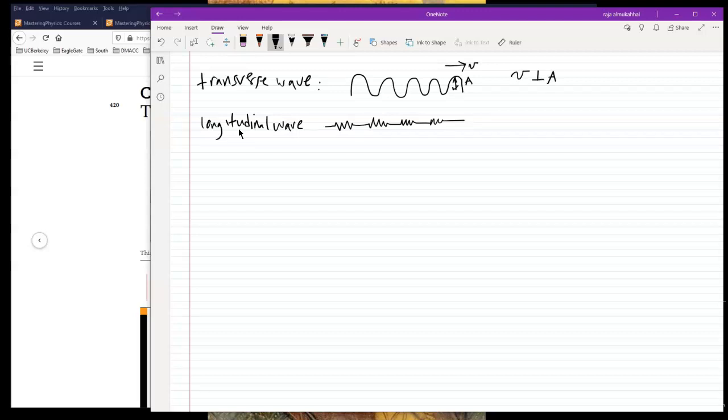For a longitudinal wave, the motion is the same. Let's say the motion of the wave is like that, but the amplitude here is this way. Okay, it's along the direction of propagation, where in this case the velocity is parallel or anti-parallel to the amplitude, okay? So that's the amplitude of the wave.